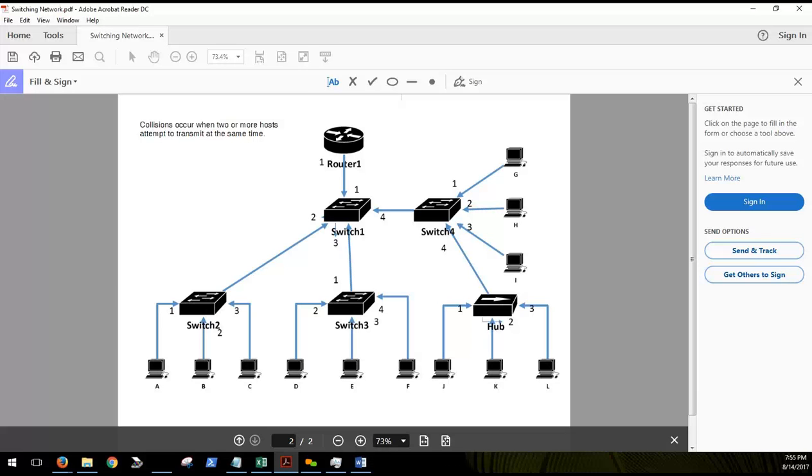Now, do we have the same problems of collisions in switches? No, we do not, because every port on a switch is its own collision domain. Could you write this down?